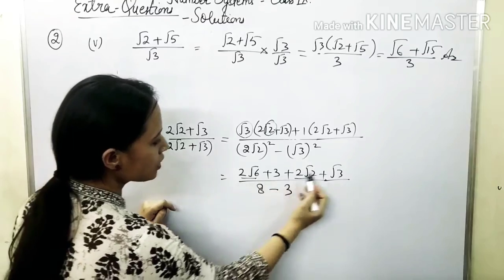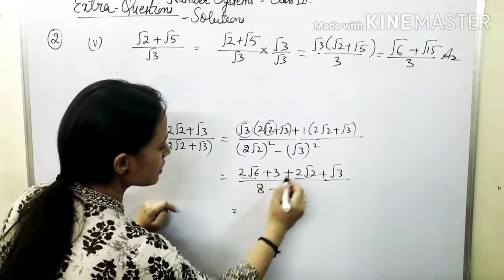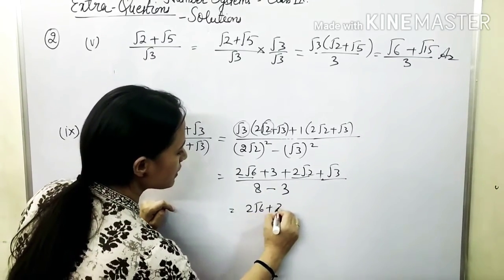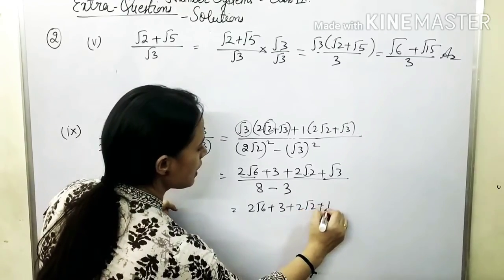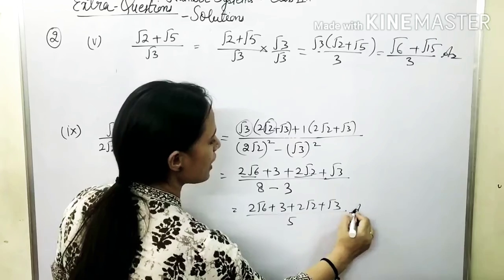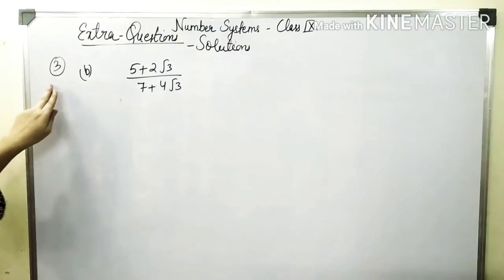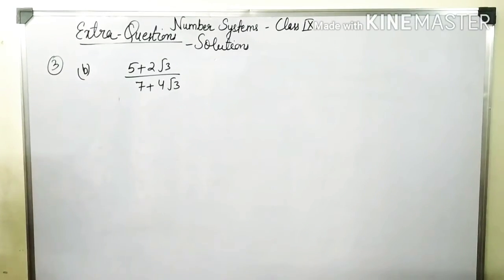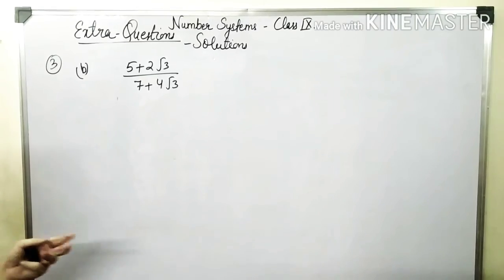Now here all the terms are unlike terms, so we'll leave the upper part, that numerator, in this form only, and in the denominator we have rationalized and we are getting 5 as denominator. Now I have taken B part of third question. Here also you have to rationalize and simplify.